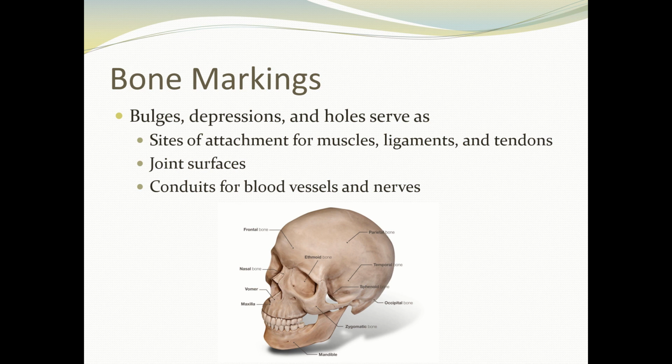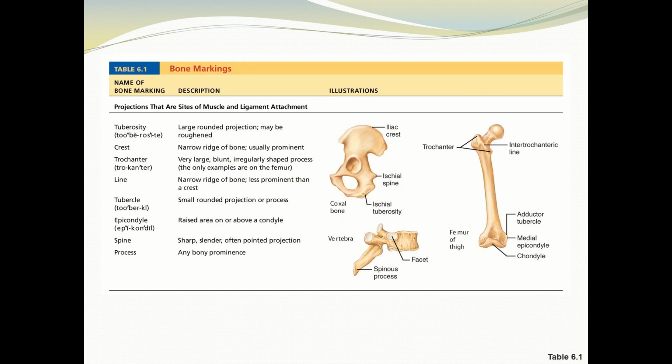Bones are very much alive, and they have lots of markings that will serve as sites of attachment for muscles, ligaments, and tendons, joint surfaces, and conduits for blood vessels and nerves. This table shows different types of bone markings. And these help you when you are considering articular surfaces and sites of muscle and ligament attachment, as well as the conduits for nerves and blood vessels.